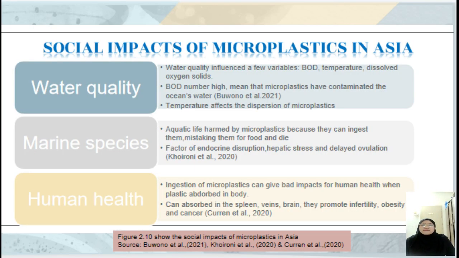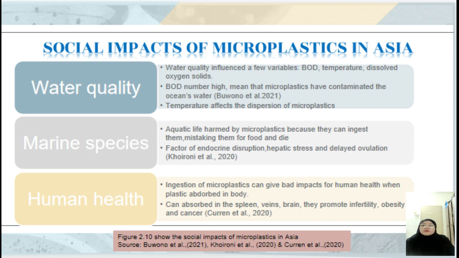There are 3 social impacts of microplastic that are highlighted in this review. First is water quality. Water quality is influenced by a few variables, for example, BOD, temperature, and dissolved oxygen. Buono et al. 2021 mention that when the BOD number is high, it means that microplastic has contaminated the ocean's water. Temperature also affects the dispersion of microplastic.